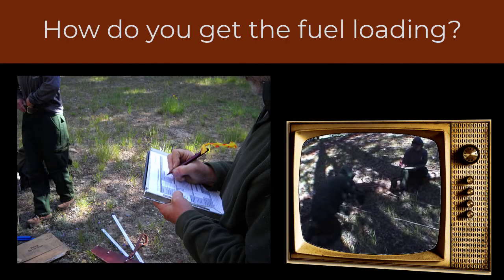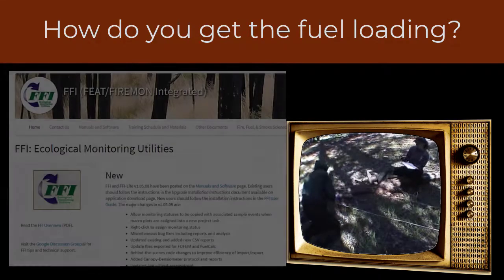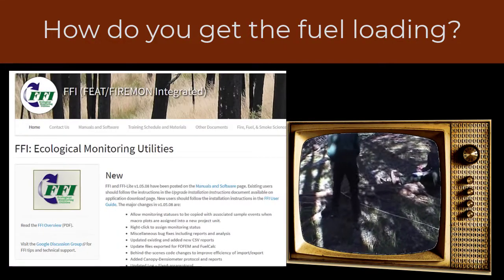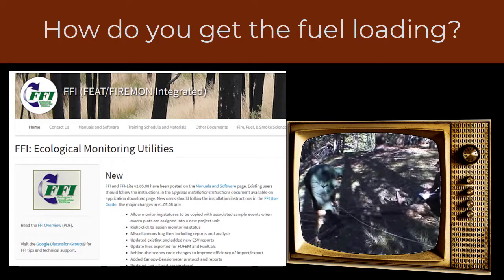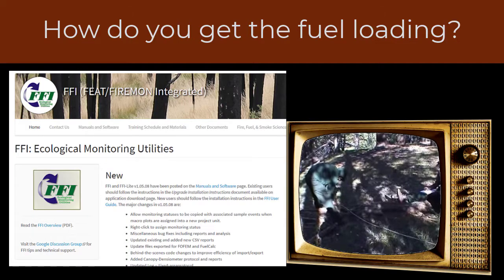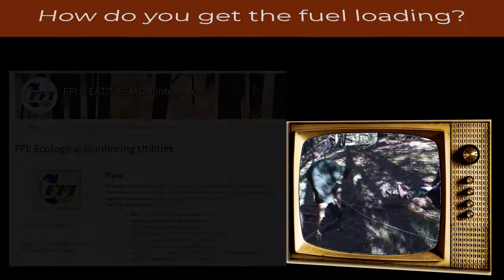There's also a question with Browns of how you actually get the fuel loading. You have a bunch of tallies at this point, but no loading numbers. You'll need to enter your measurements into a system like FFI, or Feet and Firemon Integrated, which will produce a loading output that you'll need. This system is a useful tool for containing your longitudinal, or over time, sampling information.